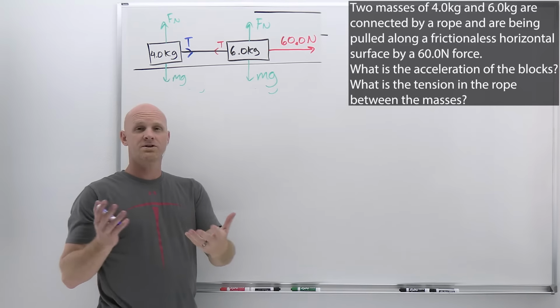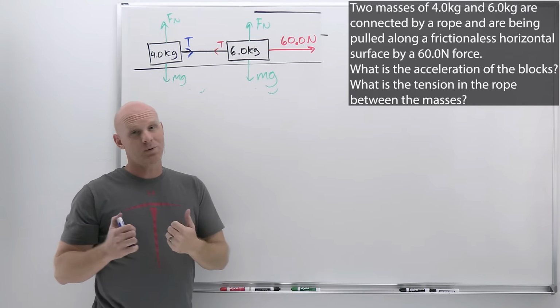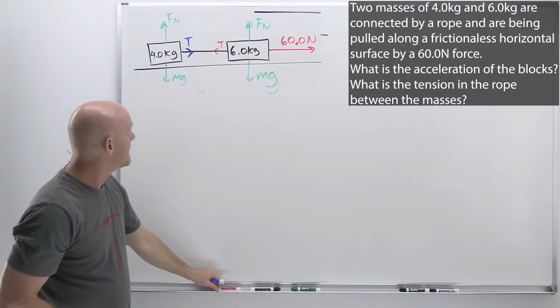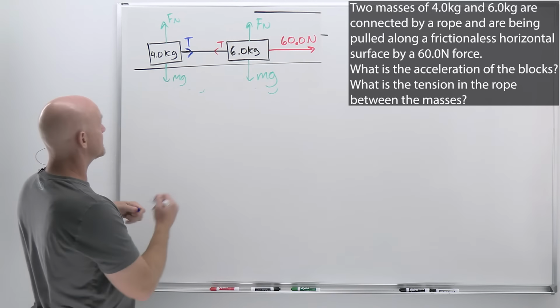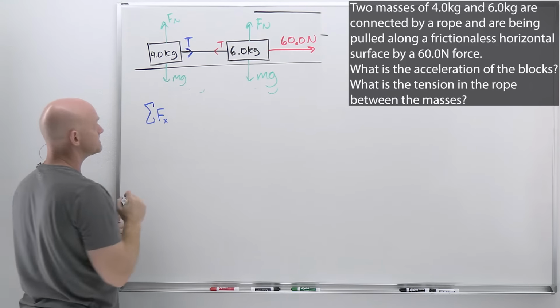If it turns out, let's say friction was involved, we found out we needed a normal force, then we'd set up the y ones as well. But turns out we're just not going to need them. So in this case, we'll start with the one on the left here. So in this case, sum of the forces in the x direction.